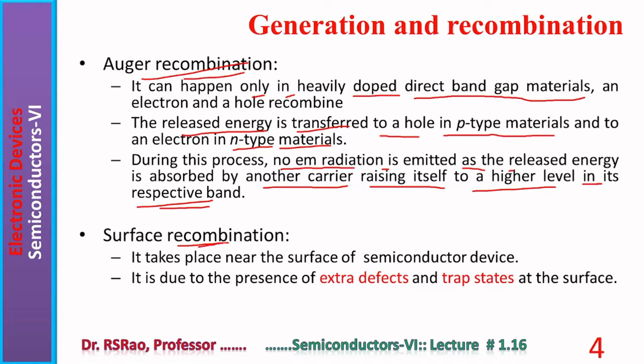Surface recombination is another type of recombination. It takes place near the surface of a semiconductor device. It is due to the presence of extra defects and trap states at the surface.